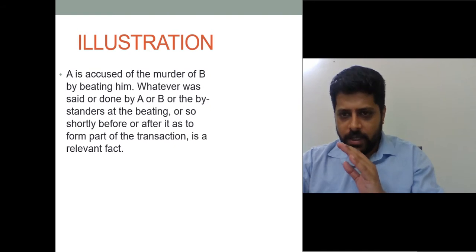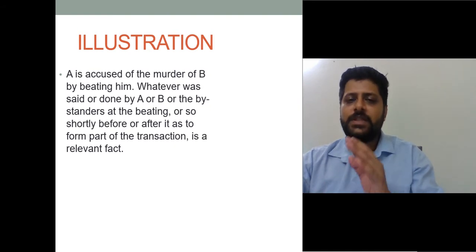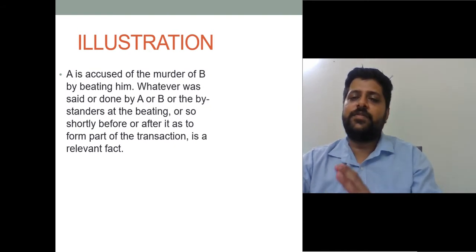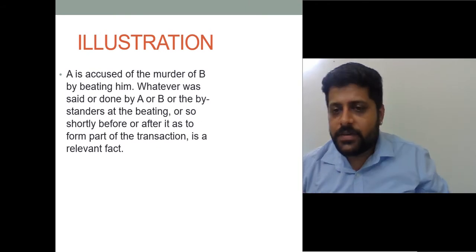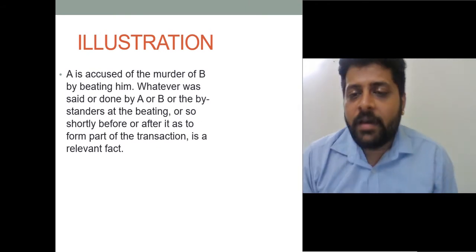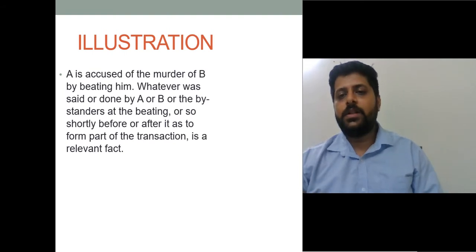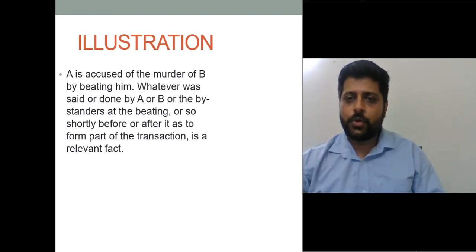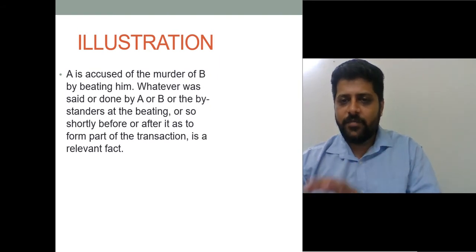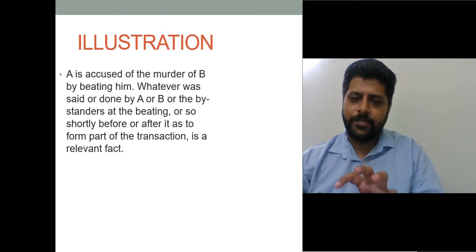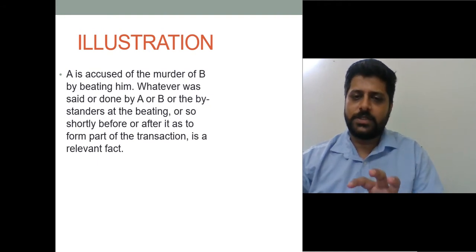Okay, now that will be part of the same transaction, and again it will be a relevant fact that whatever the person has said in the particular transaction, like I have given you the example of that road accident or road rage, where people are saying no, it's your fault, no, it's your fault. All these things which have been said during that particular time will be part of the same transaction, and all these facts will be relevant facts.